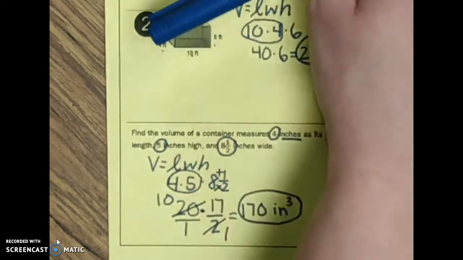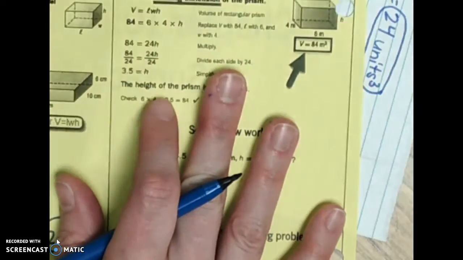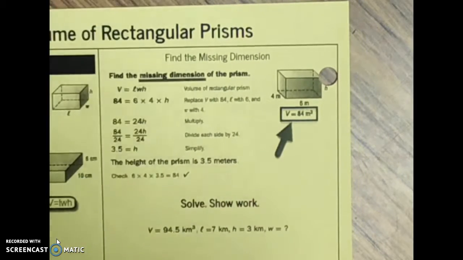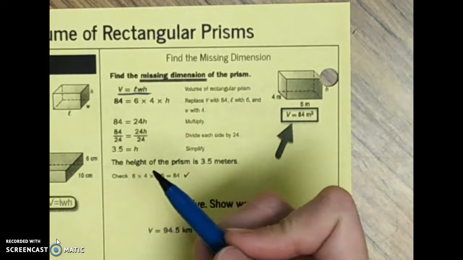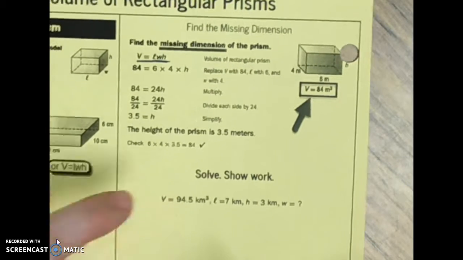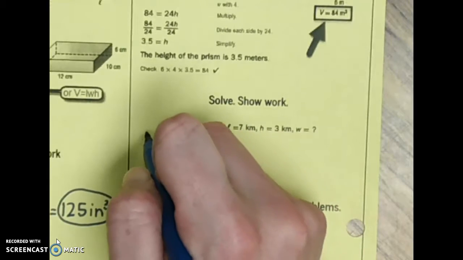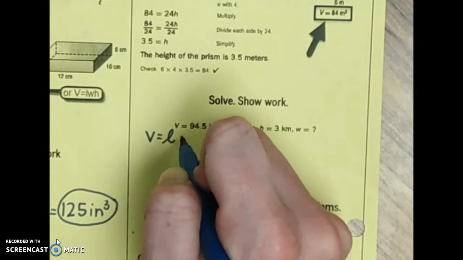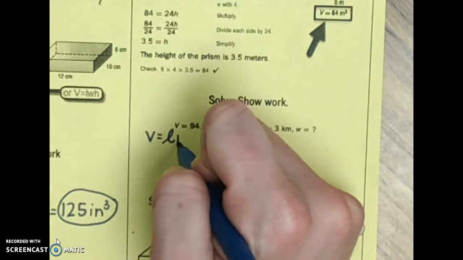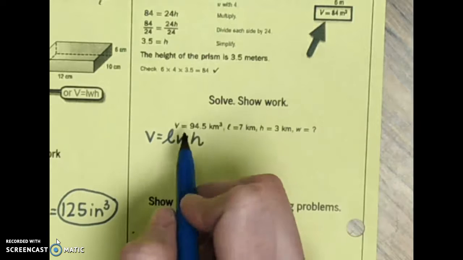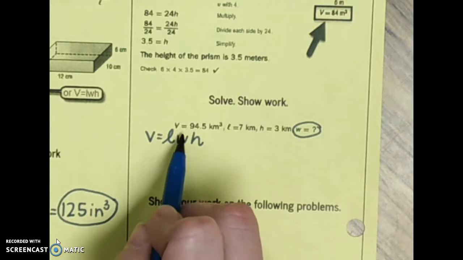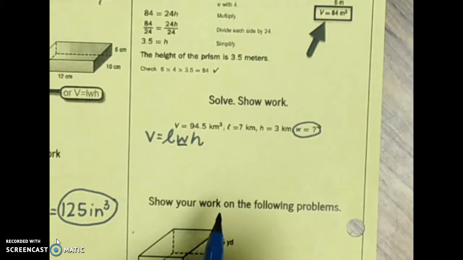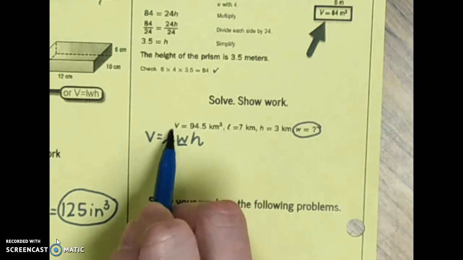Okay, on this right-hand side, we're going to be finding the missing dimension. So we're going to be using the same formula as above. So I'm going to go ahead and just show you how to do it down here. So V equals L times W times H. And first we need to figure out that we're finding the width. So we're going to leave that W there. But now we're going to plug these numbers in.